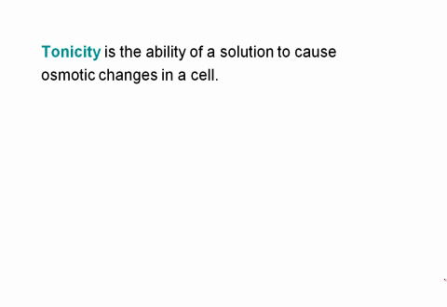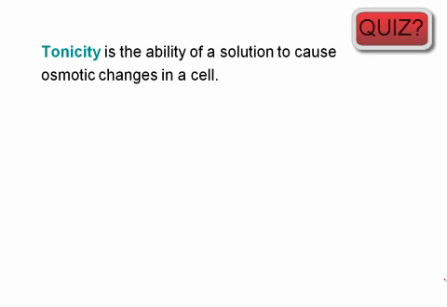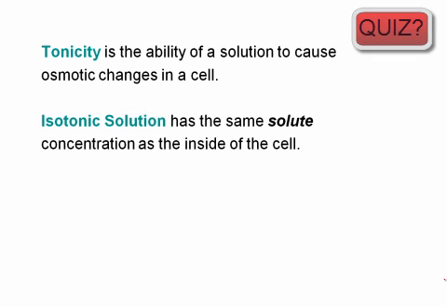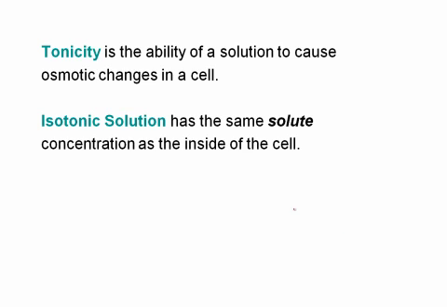Tonicity is the ability of a solution to cause osmotic change in a cell. We're going to look at three different possibilities here. The first one is an isotonic solution. Now remember, this is referring to a solution that could be surrounding a cell. In an isotonic solution, the prefix iso means same, and it has the same solute concentration in the solution as that is inside the cell.